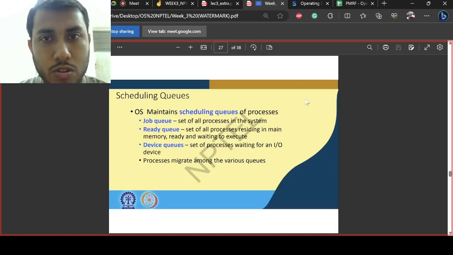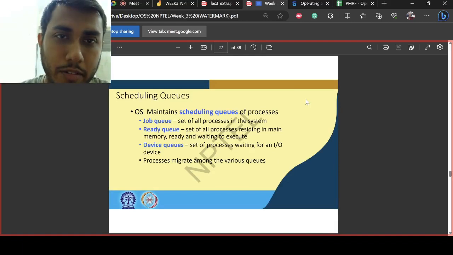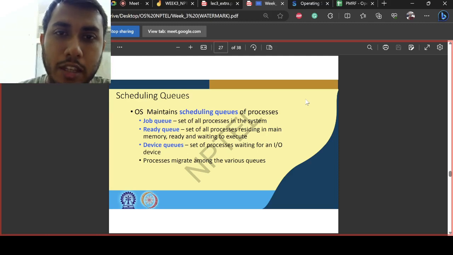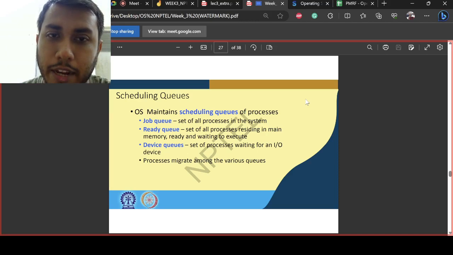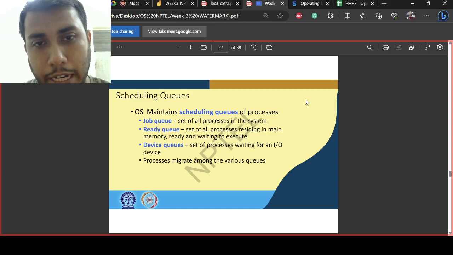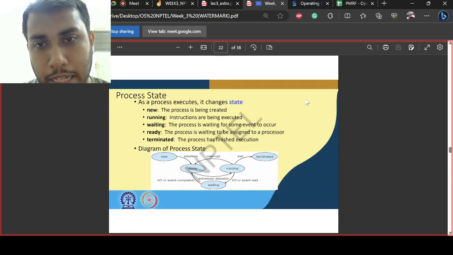So scheduling queues. Basically there are a few queues for the processes. One, you have your job queue, the set of all processes in the system. Ready queue, the processes that are in the main memory, ready and waiting to execute. And device queue, the set of processes that are waiting for an IO device. So here in the new portion is your job queue, here is your ready queue, and here is your IO queue. So here are the three queues present.